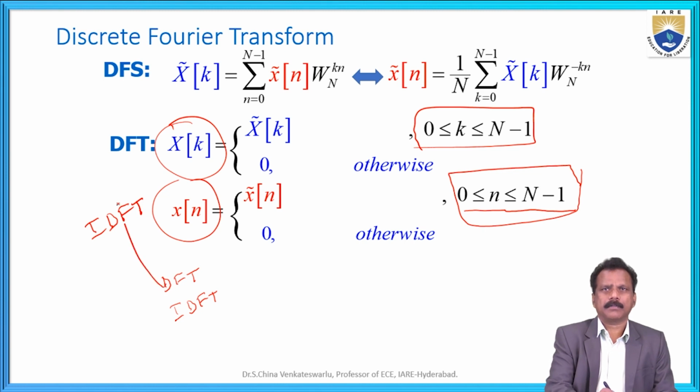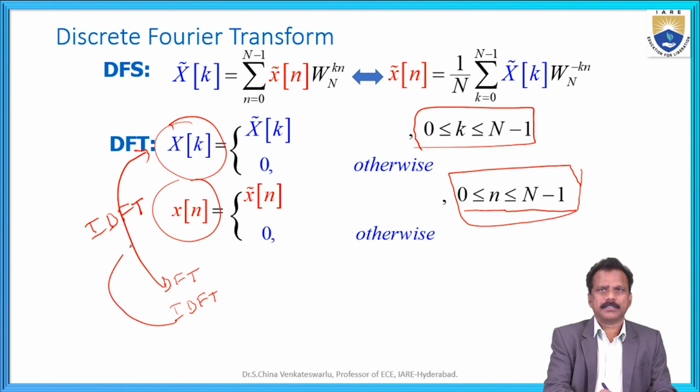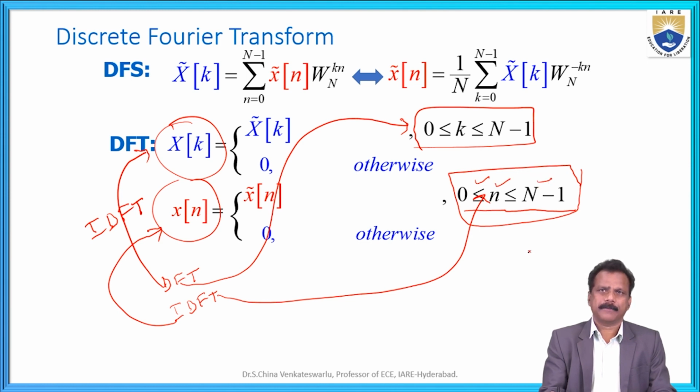This is the DFT, the discrete Fourier transform. This one is the inverse discrete Fourier transform. In the DFT case we use the interval 0 less than or equal to k less than or equal to N minus 1, whereas for the inverse discrete Fourier transform we use the interval 0 less than or equal to n less than or equal to N minus 1.